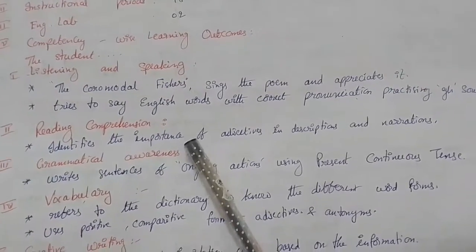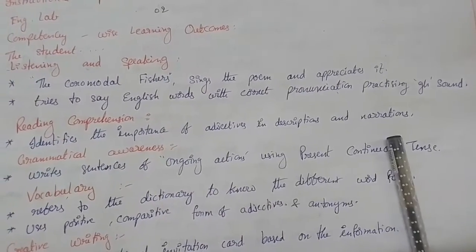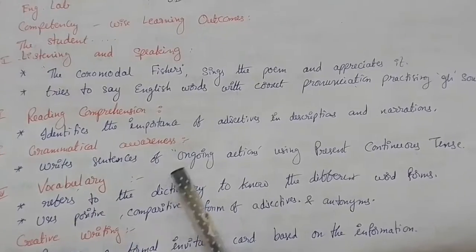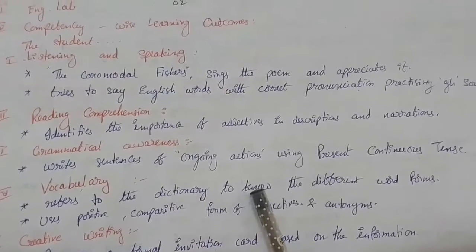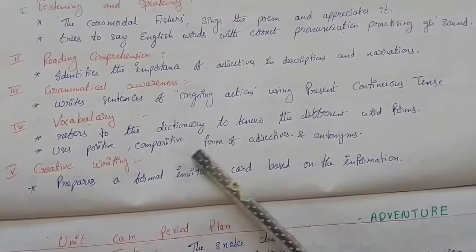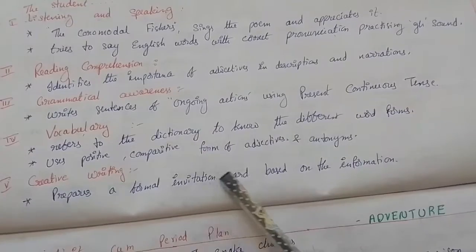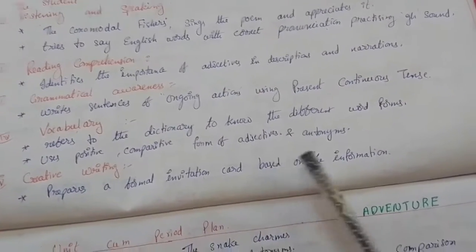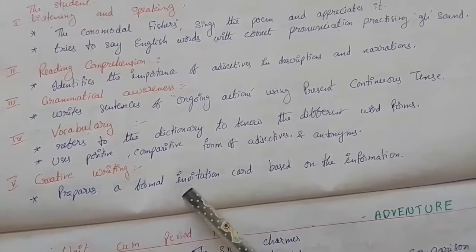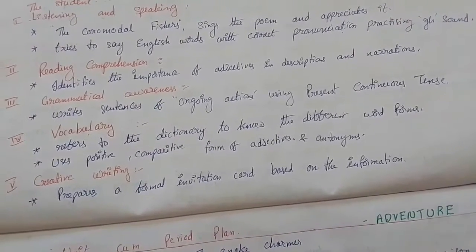Next, reading comprehension: student identifies the importance of adjectives in descriptions and narrations. Grammatical awareness: student writes sentences on ongoing actions using the present continuous tense. Student refers to the dictionary to know the different word forms. Student uses positive and comparative forms of adjectives and learns antonyms. Creative writing: student prepares a formal invitation card based on the information.